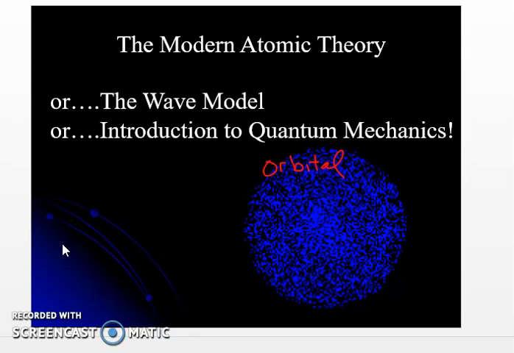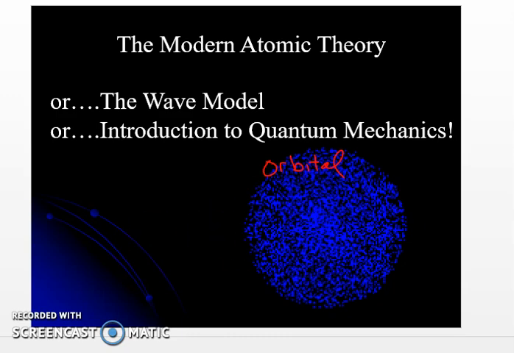So looking at the modern atomic theory, sometimes referred to as the wave model, wave mechanics, or quantum mechanics, they all mean the same thing. Remember now, our electrons don't behave like planets going around the sun in a solar system. They behave more like bees buzzing around a hive. So actually the proper term for that electron cloud is something called an orbital, O-R-B-I-T-A-L. So it's no longer an orbit, but an orbital. So it's kind of like an electron cloud here.